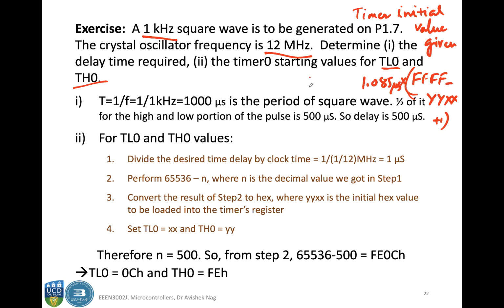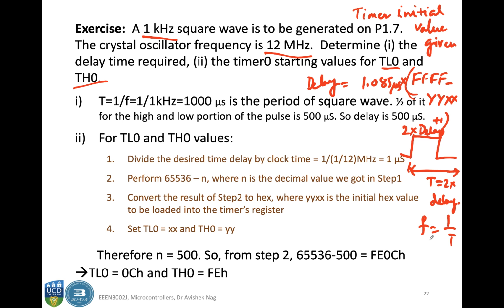So this was the delay for one half cycle of the square wave. For two half cycles, or one full cycle, you will have 2 times this delay. So you can calculate the period of the square wave, which is equal to 2 times the delay. And if you calculate the period, you can calculate the frequency of the square wave: F equals 1 over T.